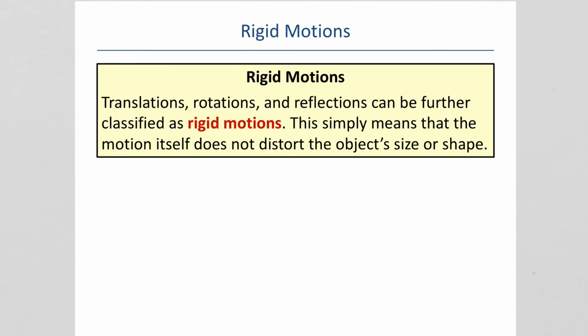Translations, rotations, and reflections can be classified as rigid motions. That means that the motion itself does not distort the object's size or shape. It's not making it bigger or smaller, it's just moving it.